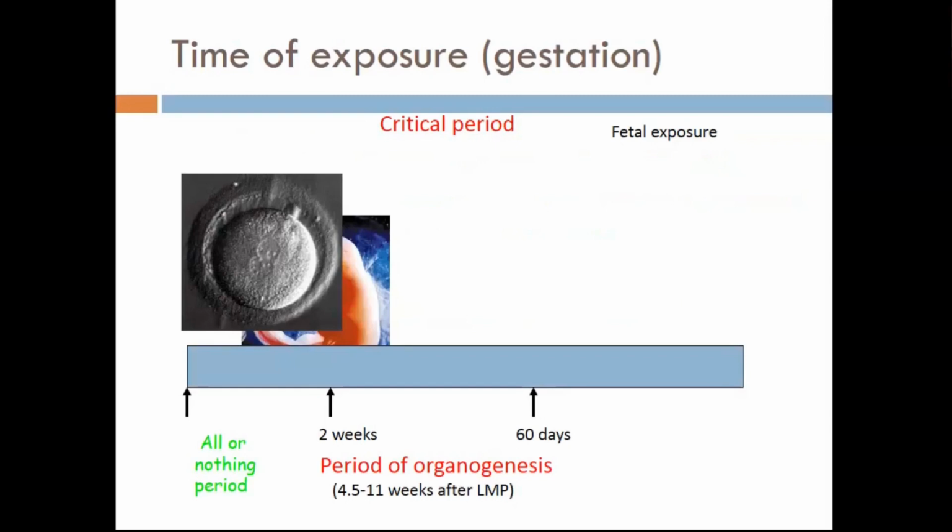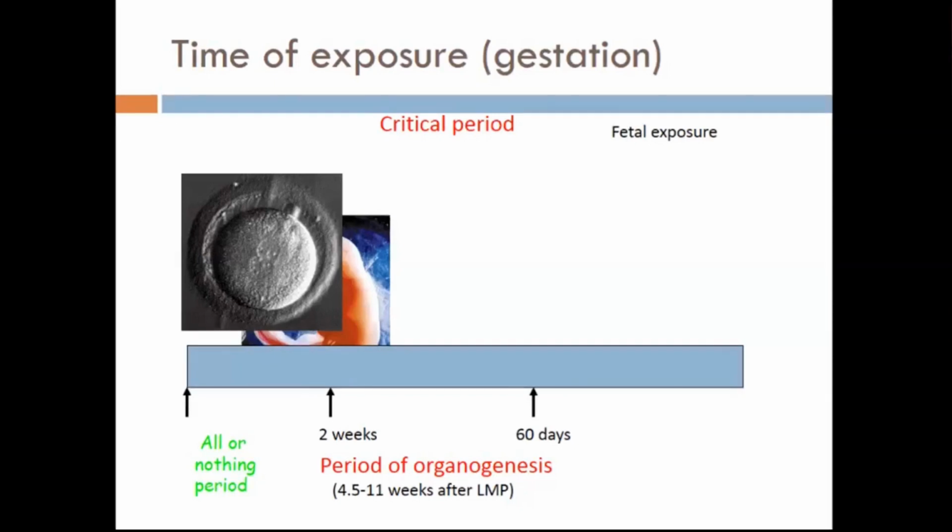Then from 2 weeks to 60 days, around 4.5 or 5 weeks to 11 weeks after last menstrual period, right? She tells you that I have missed menstruation now, and I got exposed to this thing just before I missed the menstruation. So probably it will be all or nothing. Either your baby will get aborted or there will be no effect, because organogenesis has not started, right?